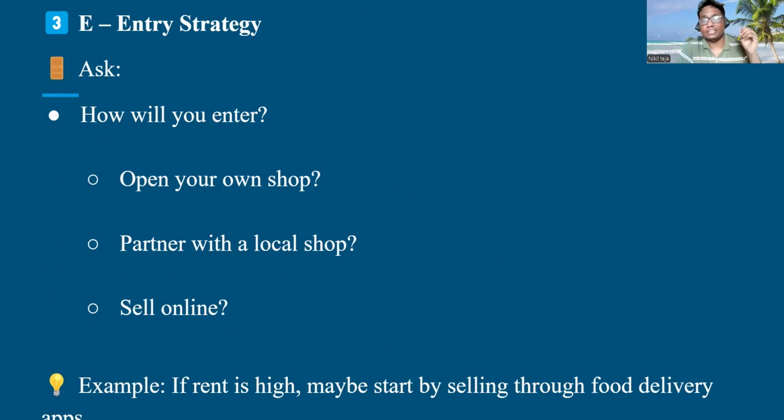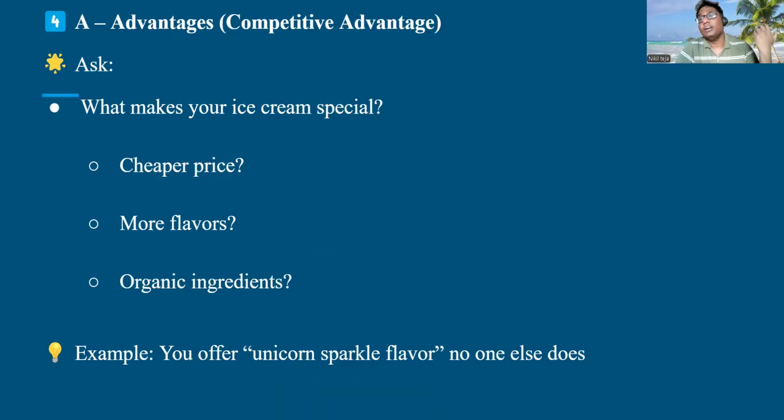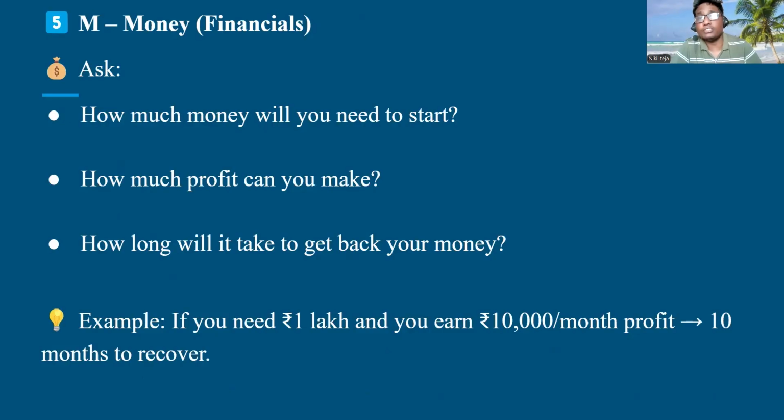Next, you will be doing entry strategy. Entry strategy means how you will be entering the market. After making the decision to enter the market, how you will be entering the market. I will be entering through online, or I will be building my own store, or I will be partnering with a local shopper, an already established brand. You will be making some entry strategy. Fourth one is advantage. What is the advantage? It is nothing but a competitive advantage, the USP, unique selling point of my product, so that I can attract more customers. So that is advantage. And fifth one is money. How much money is needed in order to enter the new market, as well as how much money I can expect in return if I invest in the new market.